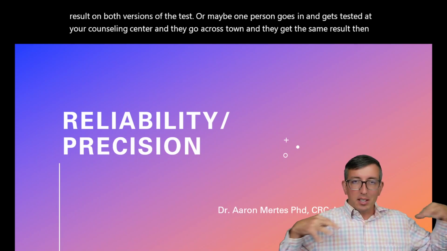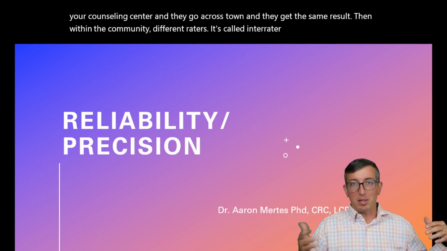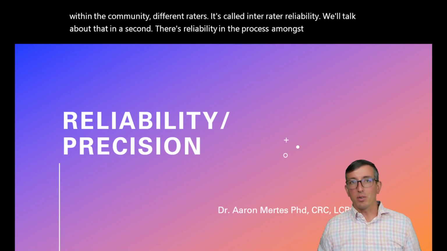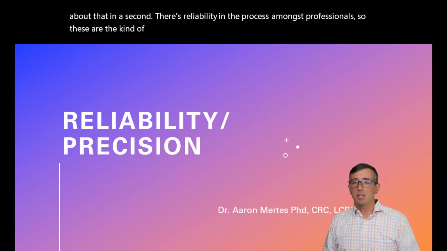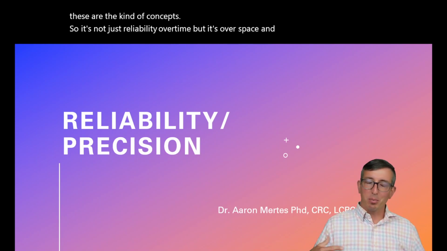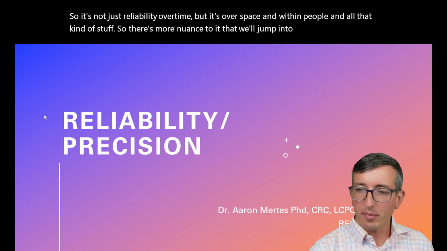Then within the community, with different raters, it's called inter-rater reliability. We'll talk about that in a second. There's reliability in the process amongst professionals. So these are the kinds of concepts. It's not just reliability over time, but over space and within people and all that kind of stuff. So there's more nuance to it that we'll jump into here.